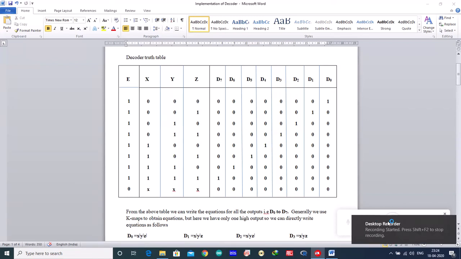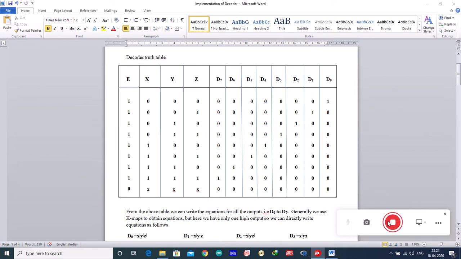In the previous lecture, we have seen the construction of a 3 to 8 decoder. In this lecture, we will study the implementation of any combinational logic using the decoder. So before going to the implementation part, let's quickly have a look at the construction and working of the 3 to 8 decoder very briefly. Let us look at the truth table and equations.